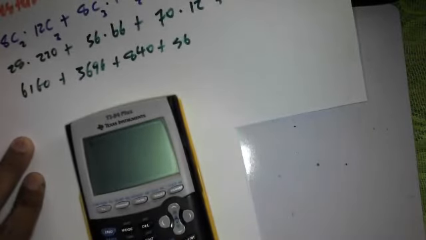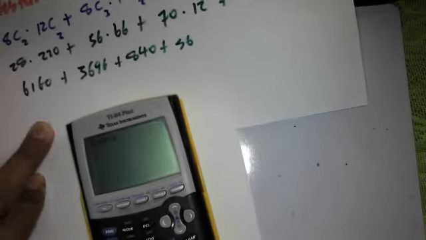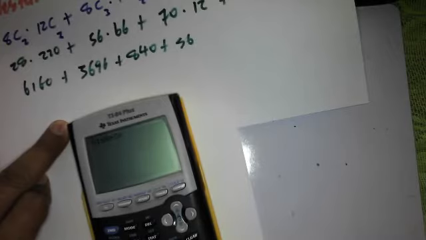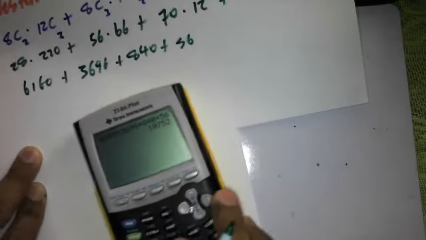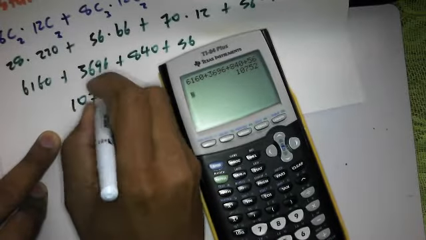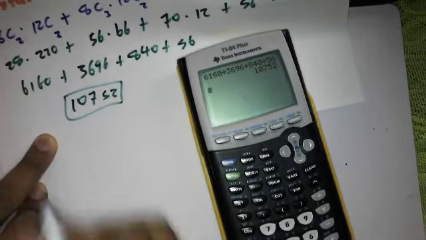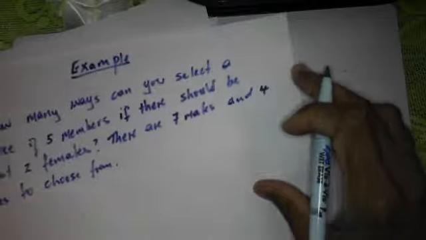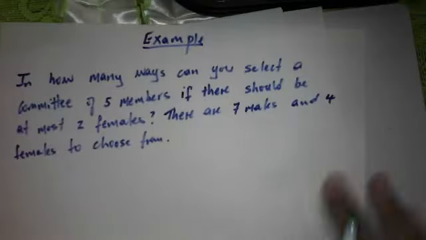So we have 6,160 plus 3,696 plus 840 plus 56. Okay, and that would be 10,752. That would be the number of possible ways you could make that selection. Okay, let's see if we can do the last one just for practice, but real quickly, just for the sake of time. Okay, all right.